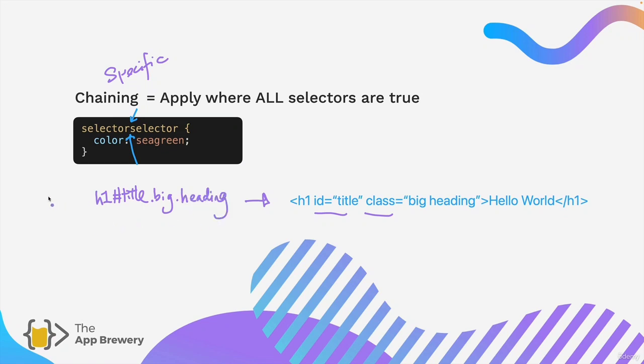Now we have a super specific selector where we've chained all of these selectors together to apply to just one single element. Now, there could be many H1s. There shouldn't be, but there could. There could be many elements with the same ID. Again, there shouldn't be, but it could happen. But more commonly, there probably will be many elements with the same class. But maybe there won't be an element with both of these classes.